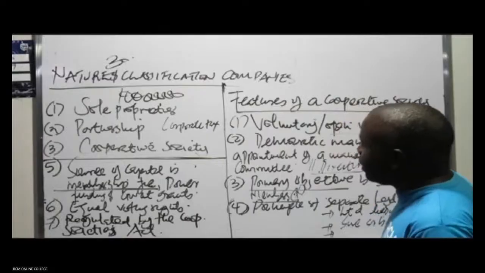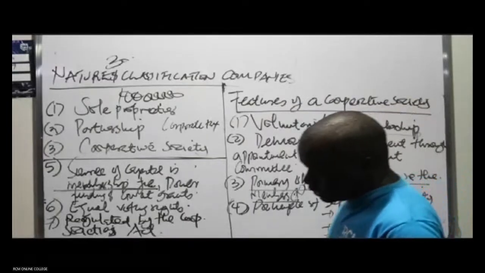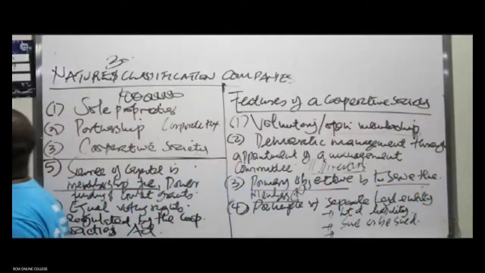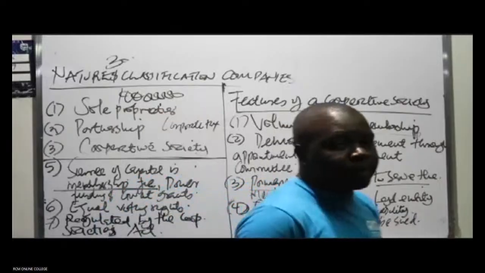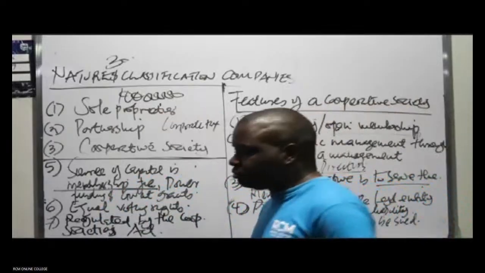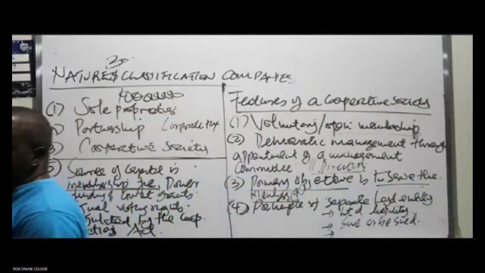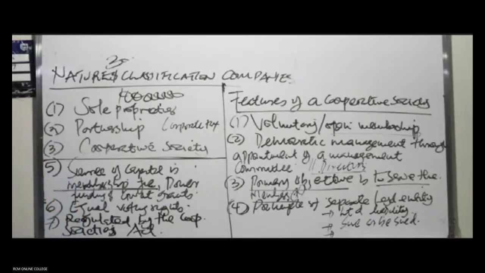Equal voting rights. So one member, one share, one vote. One member, one vote. But in the case of a company, your voting rights will basically depend upon the number of shares you hold. The more shares you hold in a company, the more voting rights you have.